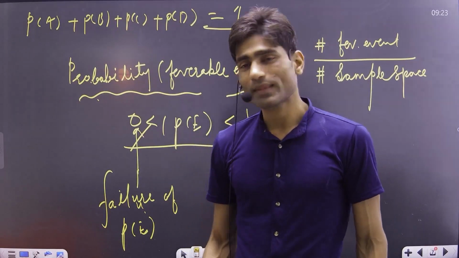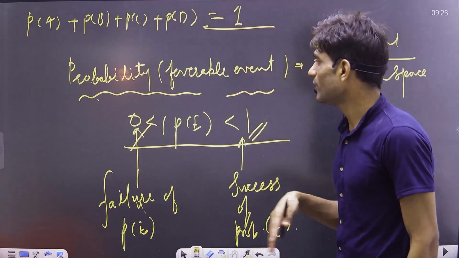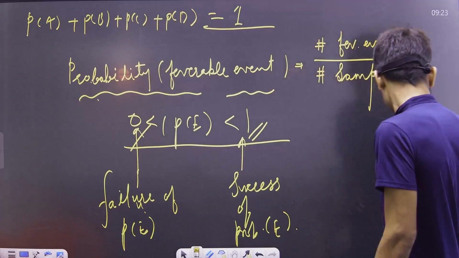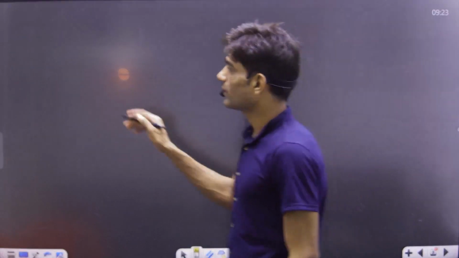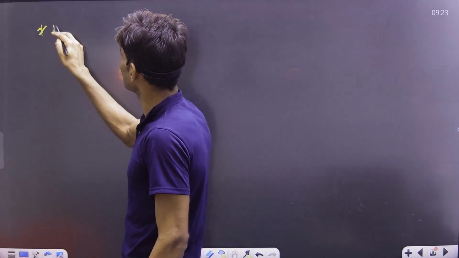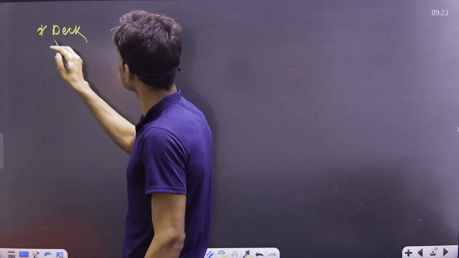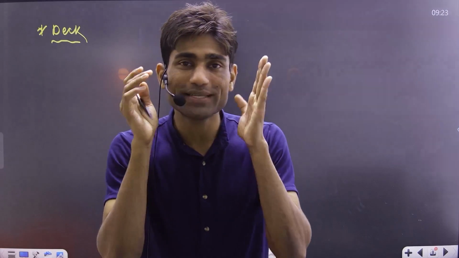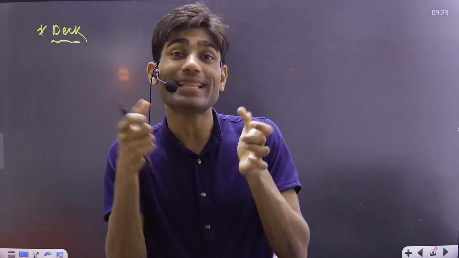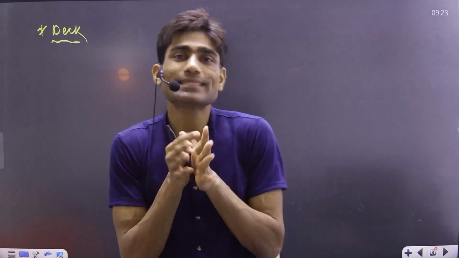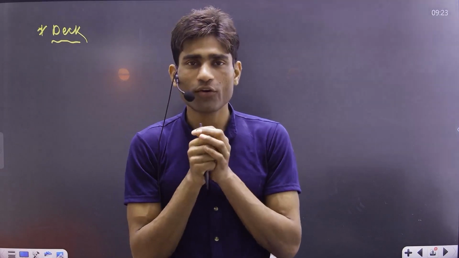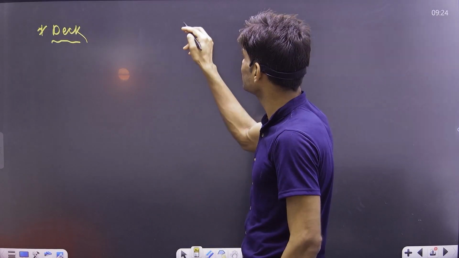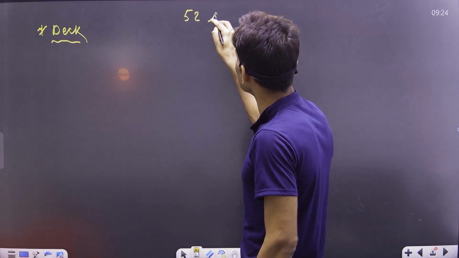About the dice I already explained. The next part left is the deck set. Let me explain what a deck actually means. You have all seen a deck set. A deck set is a set of cards that we play with, which contains a total of 52 cards. How many cards do we have in a deck set? 52 cards.